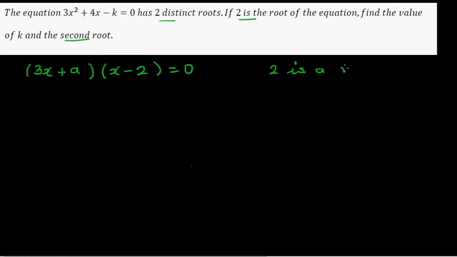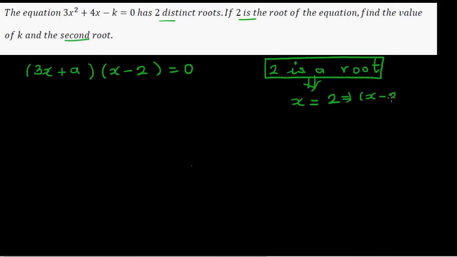2 is a root means one of the values of x is 2. So 2 is a root means x is equal to 2. That means when you solve a quadratic equation, one of the values of x that you get is called a root. So this is the same as saying x minus 2 equal to 0. And that's why I wrote x minus 2 here, because I can set x minus 2 equal to 0.